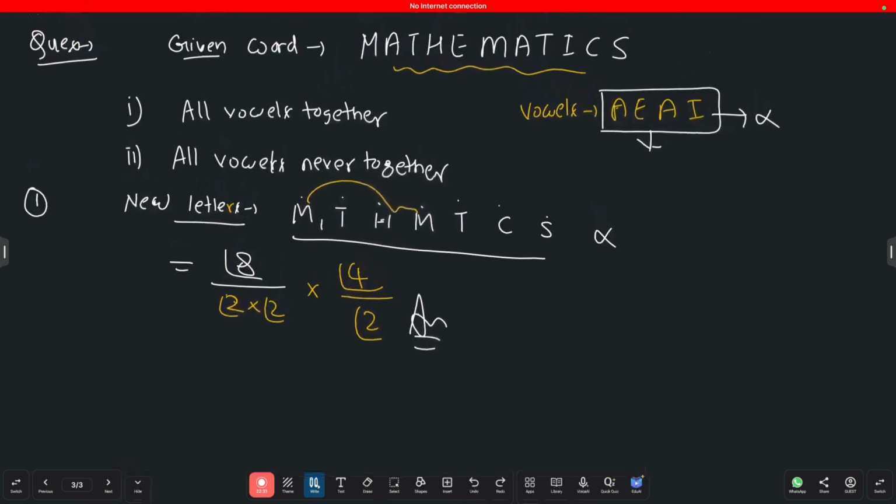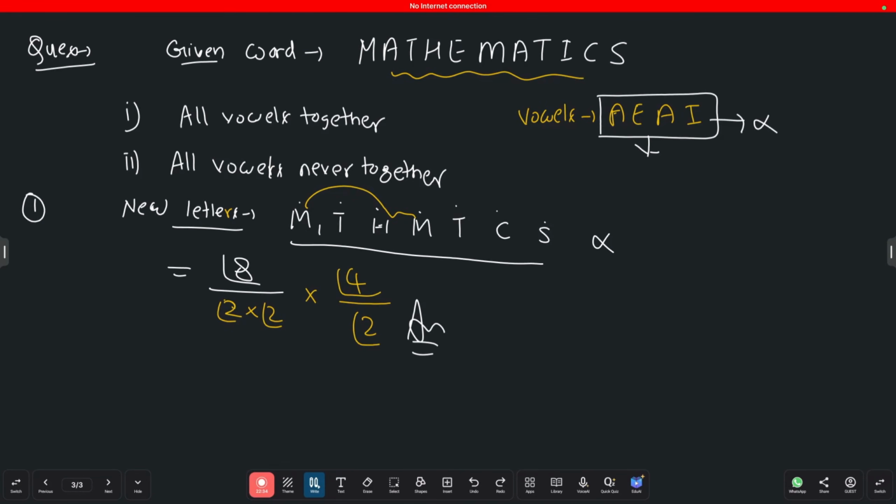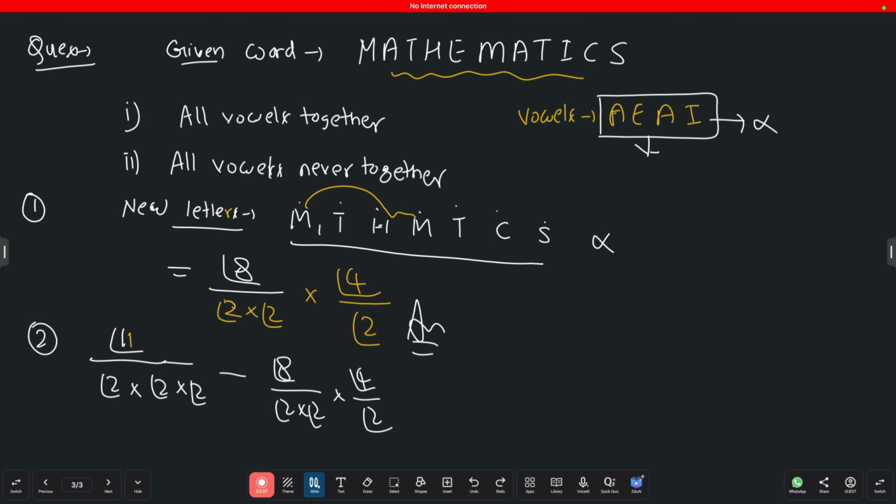Okay, leave it. Now, if I ask when all vowels are never together, then it is total minus together. And how will I count total? Look at MATHEMATICS only: 11. So 11 factorial, and A is 2 times, M is 2 times, T is 2 times, so divide by 2 factorial for each, minus this answer: 8 factorial upon 2 factorial, 2 factorial, into 4 factorial upon 2 factorial. When you solve this, you will get the words in which all vowels are never together. Correct? So this is how you will solve.